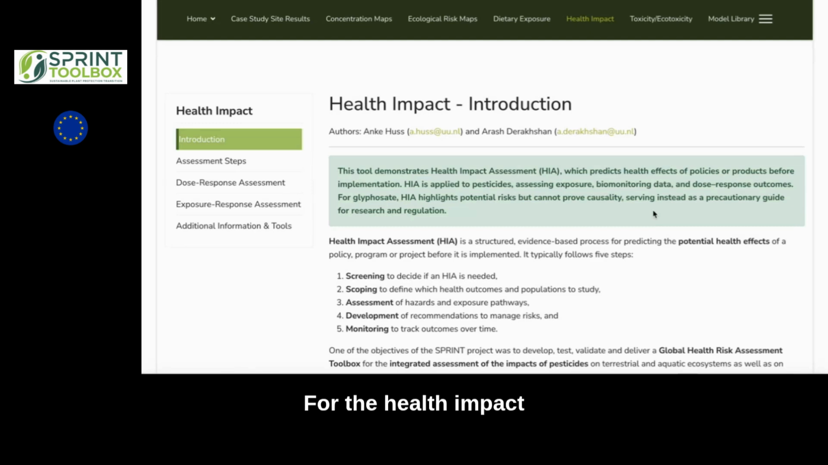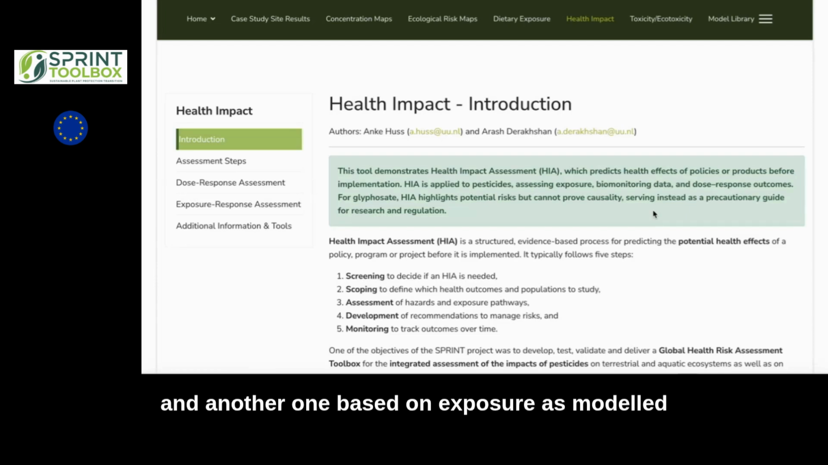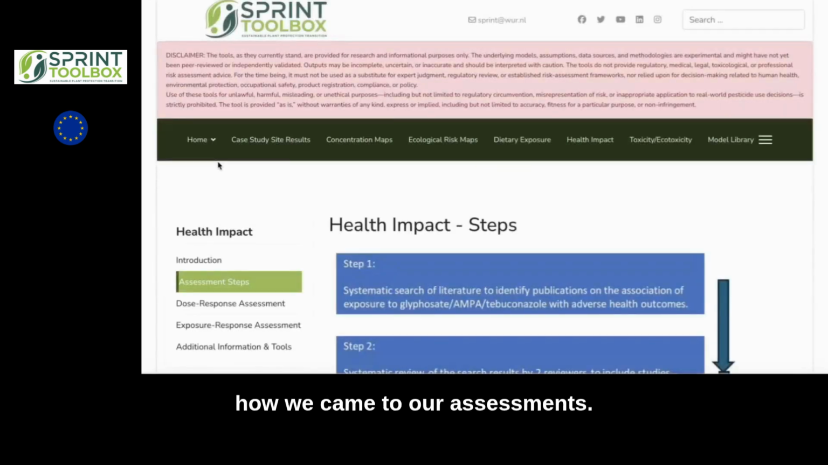For the health impact assessment tool that we are showing here, we applied this to two different examples. One based on exposure as measured in the case study sites, and another one based on exposure as modeled in the geospatial approach. We show in the assessment steps exactly how we came to our assessments.